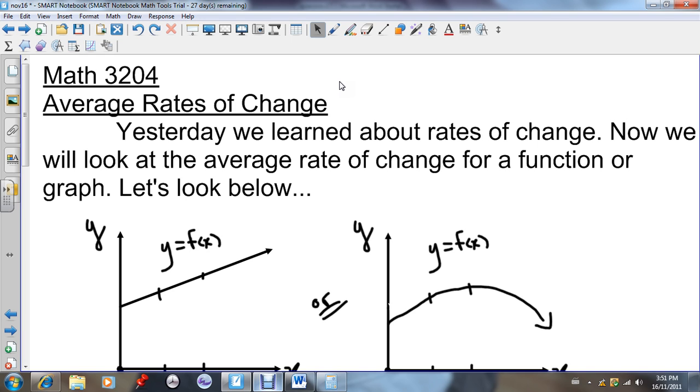Really, for rates of change, it's simpler to look at a linear example than an example that's not linear. But anyhow, rates of change, bottom line, is basically given by the slope over some interval, the change in y over the change in x, okay? So let's look at average rates of change right now, okay?